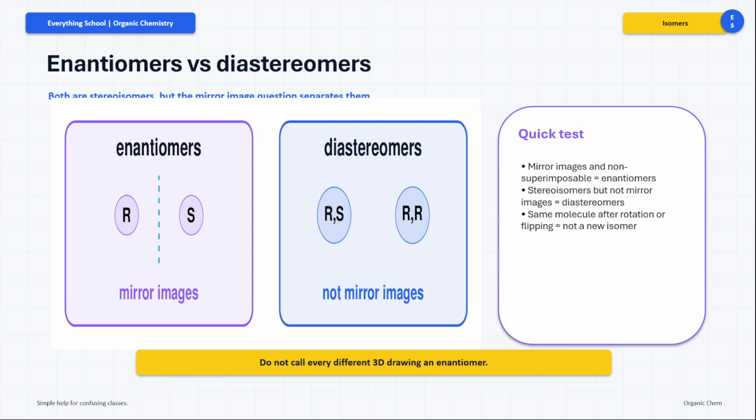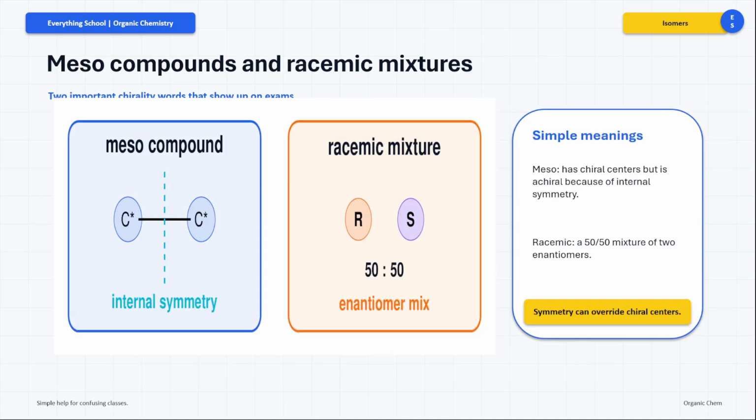For beginner exams, the key is to compare all chiral centers. If every chiral center is opposite, the pair is usually enantiomers. If some are opposite and some are the same, the pair is usually diastereomers.